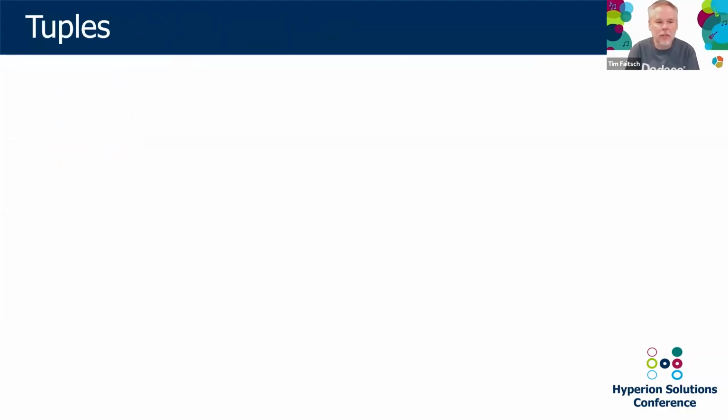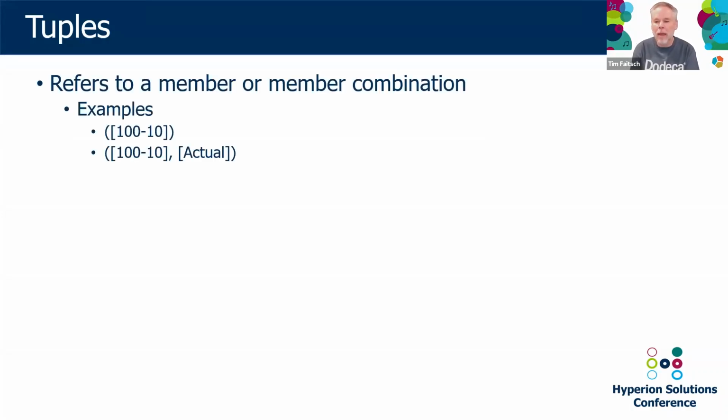So let's get down to the basics of MDX. What is MDX? How does it work? For a beginner, what is the basic syntax of MDX? We've got these things called tuples, right? A tuple refers to a member or a member combination. So a couple of examples here. This first example is a member, and we've got 100-10. In MDX, you put the members within square brackets and a tuple within parentheses. So that's the first one, a very simple, single member.